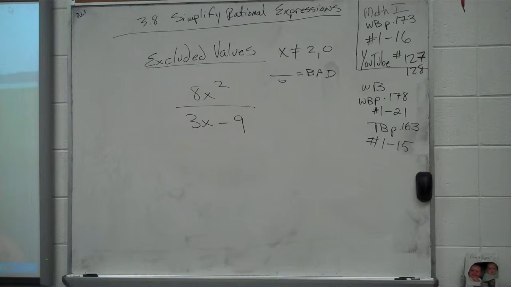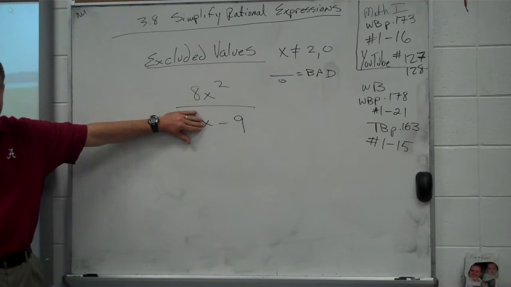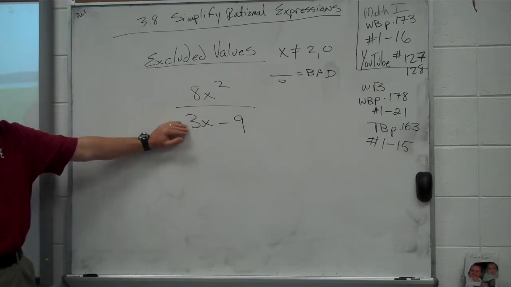9 times 3 is 27. 27 minus 9 is 18. 18's okay. 9 is not an excluded value. You can't just say it would be 9. If that was what I had on the bottom, then you could say 9. But the 3 messes things up.